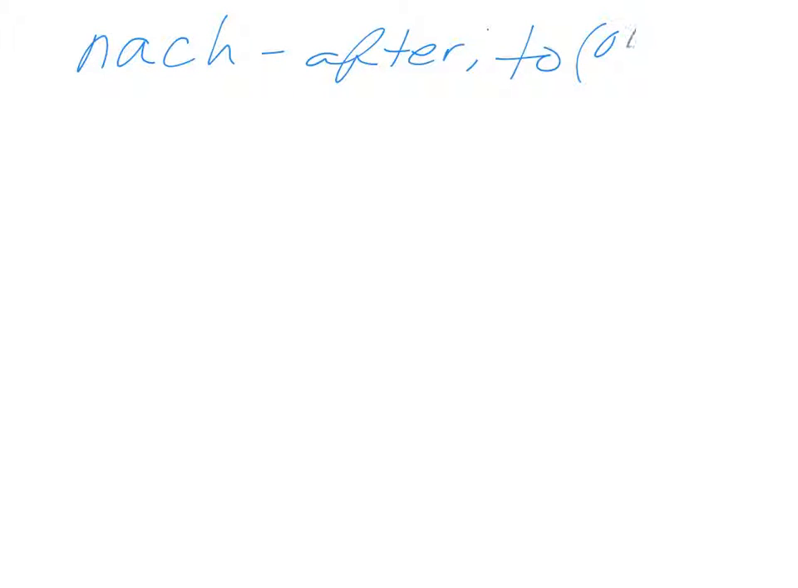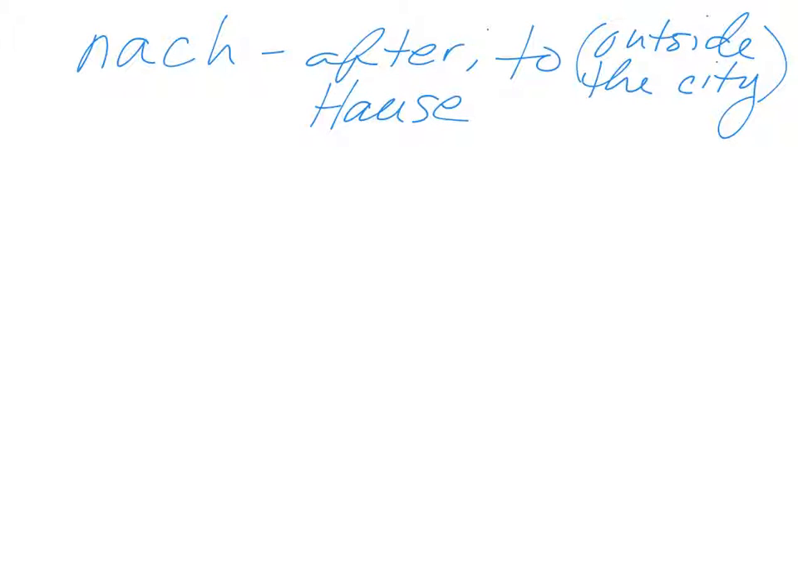Alright, next one. Wie sagt man after? Nach. Good. So nach means after. It also means to. And when you're talking about to, I like to think of it as outside the city where you are. So cities, states, and countries. It's also used for your own home. So it means after, it means to for cities, states, and countries. And you use it for going to your house. But just your house.